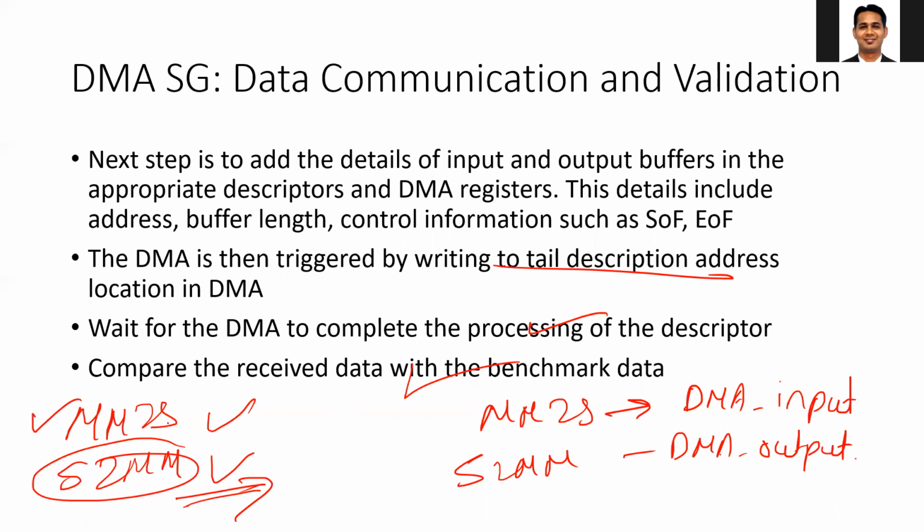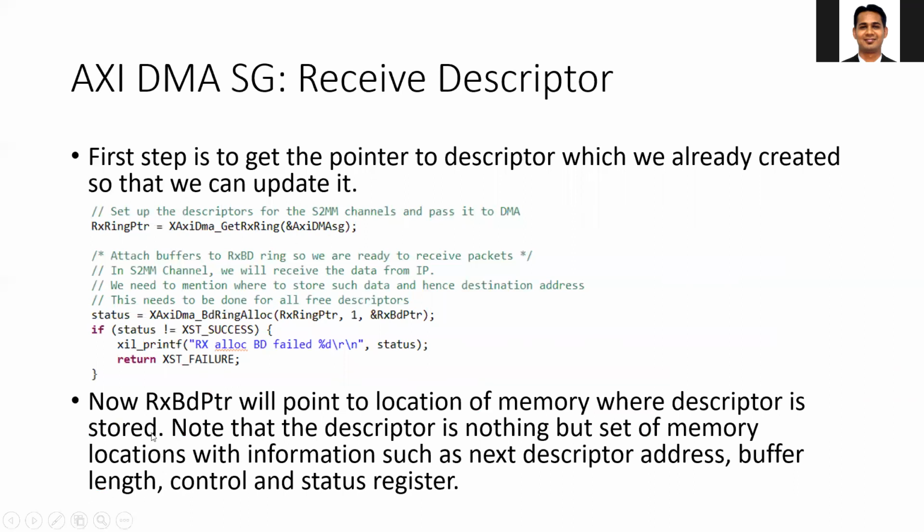So we have already created one BD for the S to MM. This is at the location 0x0100 1000, and it is 16 32-bit values. Of these, the first value is initialized to 1, and the rest of the values are initialized to 0. So in our main code, we receive this pointer and get a copy of the pointer.